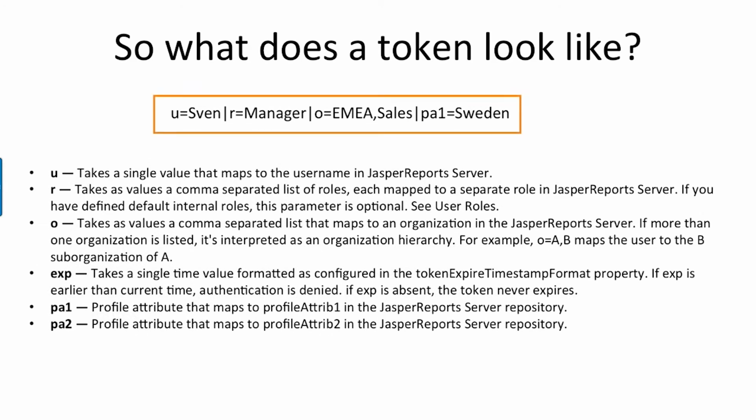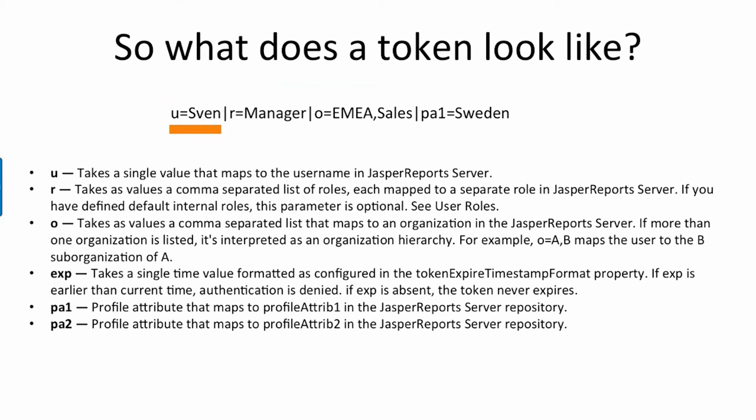Here is a properly formatted token that can be sent into JasperReports Server and used for authentication. This token would create an authenticated user named Sven. He has the role of a manager and is part of the sales organization that is a sub-organization of the EMEA organization. He also has a profile attribute of Sweden. So you can see the following.